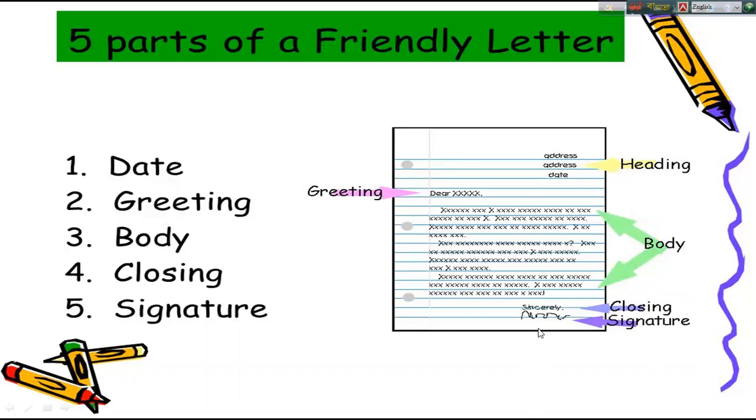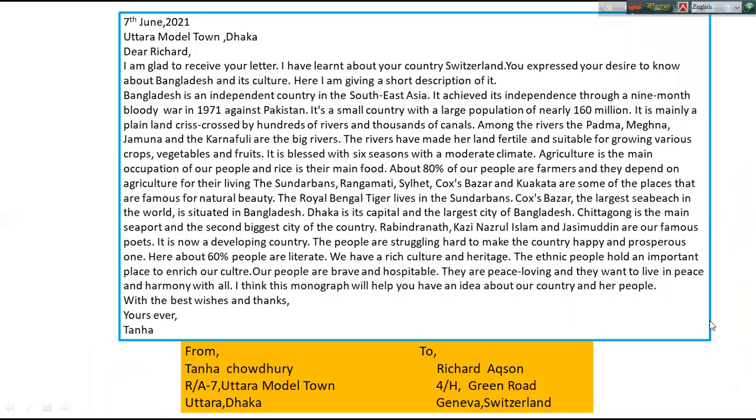The style can be different. Here is one style, and there is another one. All of you look here. I have written that letter here for you. So look here at what I have written in this letter. The date 7th June 2021, and the address Uttara Model Town, Dhaka. You can write the date after the address, no problem.